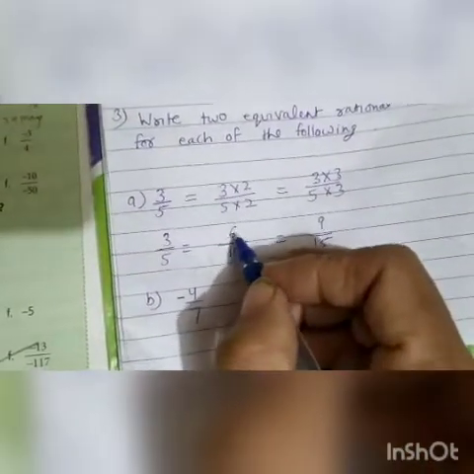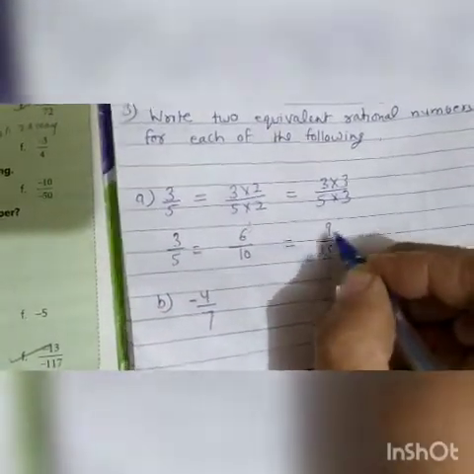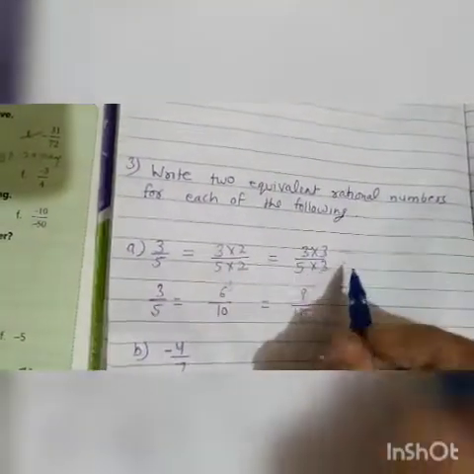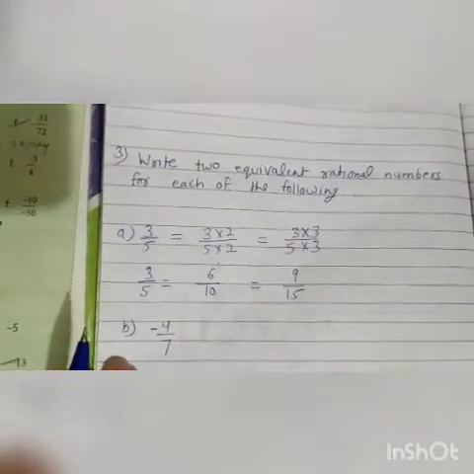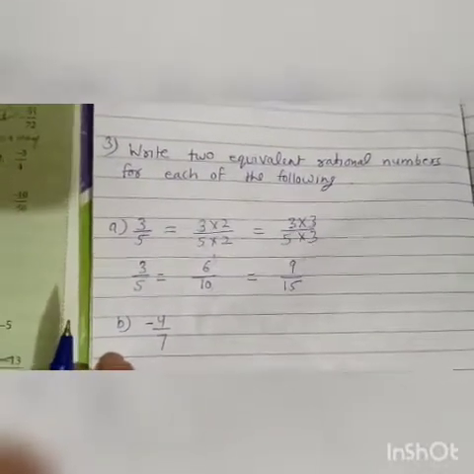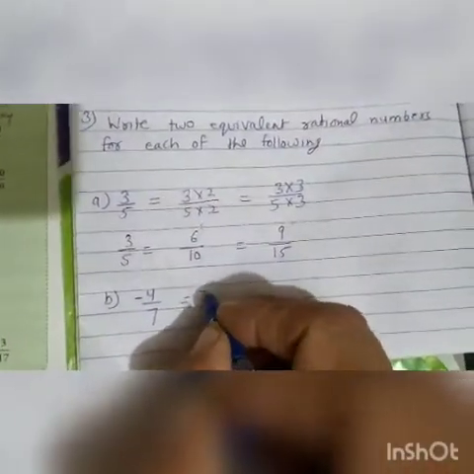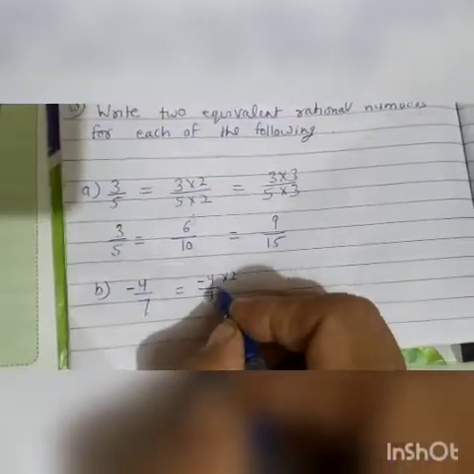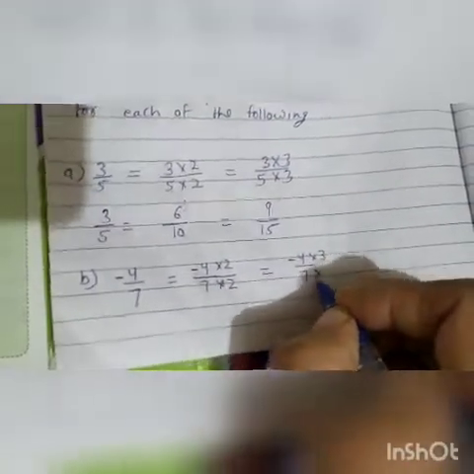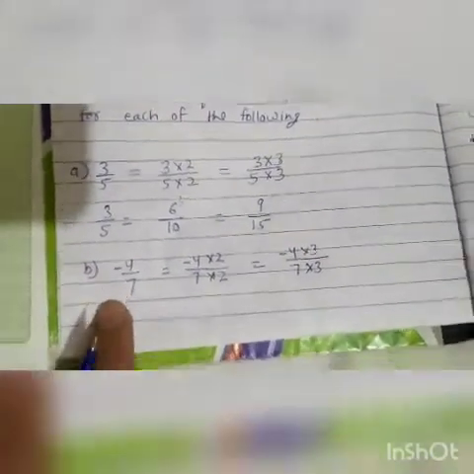See, if we now divide, 3 twos are 6, 5 twos are 10, it is equal to 3 upon 5. 3 threes are 9, 5 threes are 15, again it is equal to 3 upon 5. So to write an equivalent rational number, we will multiply the given rational number with the same number in numerator and denominator both. See, minus 4 upon 7. We will do minus 4 upon 7 multiply by 2, equal to minus 4 upon 7 multiply by 3. We will multiply in the numerator and denominator both with the same number.